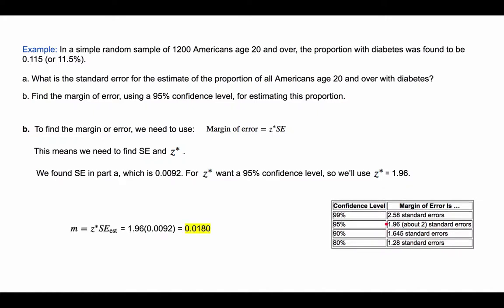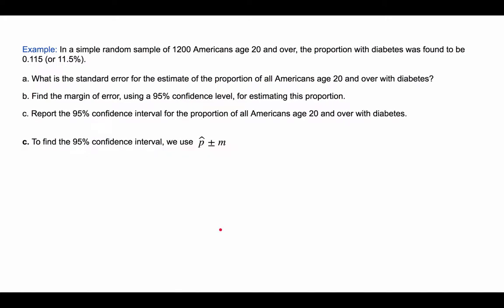Okay, what do we do now? The formula says that we just need to multiply z star times standard error estimate. So we do 1.96 times 0.0092, and then we get a number. Now this is called our margin of error. Okay, part C. Once you have the margin of error, and you know what p hat is, then you can find a confidence interval. So we can find the 95% confidence interval using these two numbers.